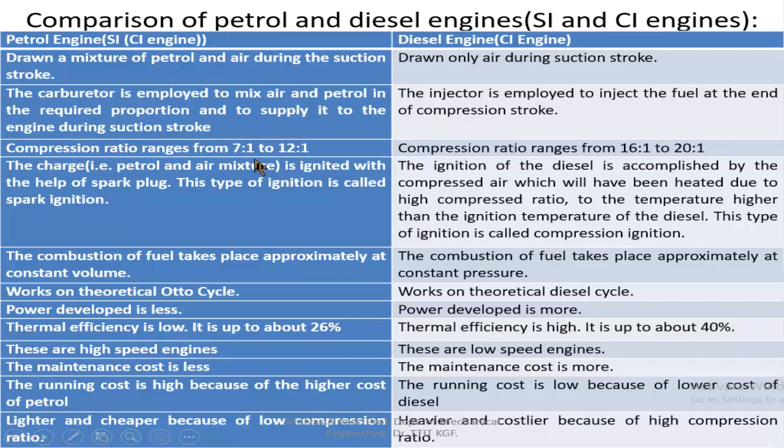The compression ratio is in the range of 7:1 to 12:1, but here the compression ratio is around 16:1 to 20:1. And the next one is the charge ignition, which means the air fuel mixture is ignited by the spark plug. That is why it is called a spark ignition engine, that is, an SI engine.